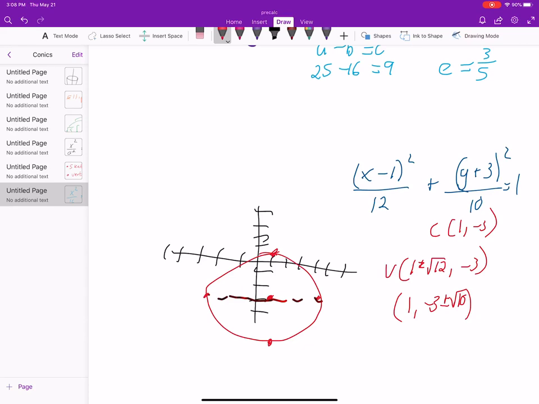And again, we're going to go a squared minus b squared is equal to c squared. So c is simply just going to be the square root of 2, because there's not going to be much there. The focus has got to be along the x-axis, or along that horizontal axis, the major. I'm going to go with 1 plus or minus square root of 2, comma, -3. There's where my focus points are.